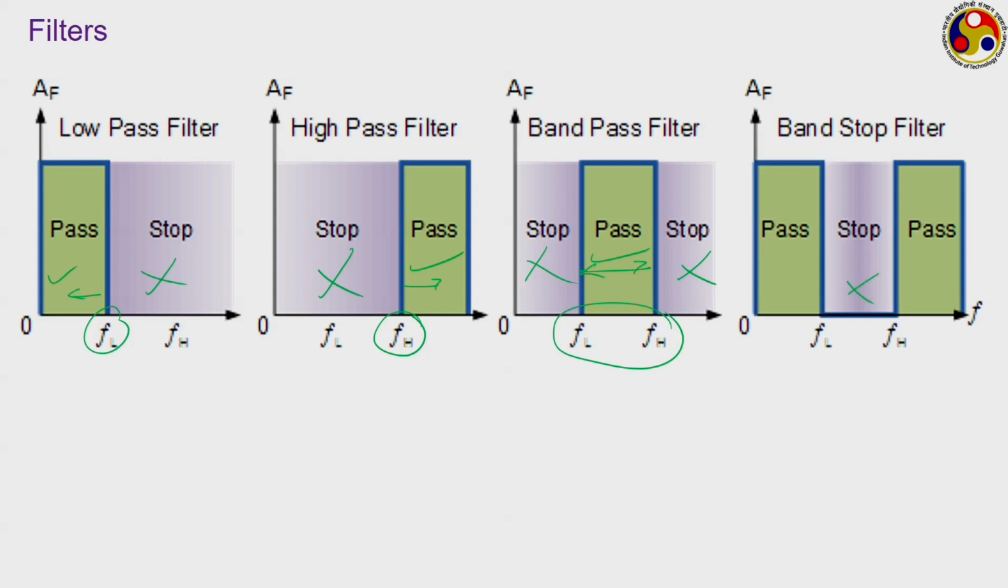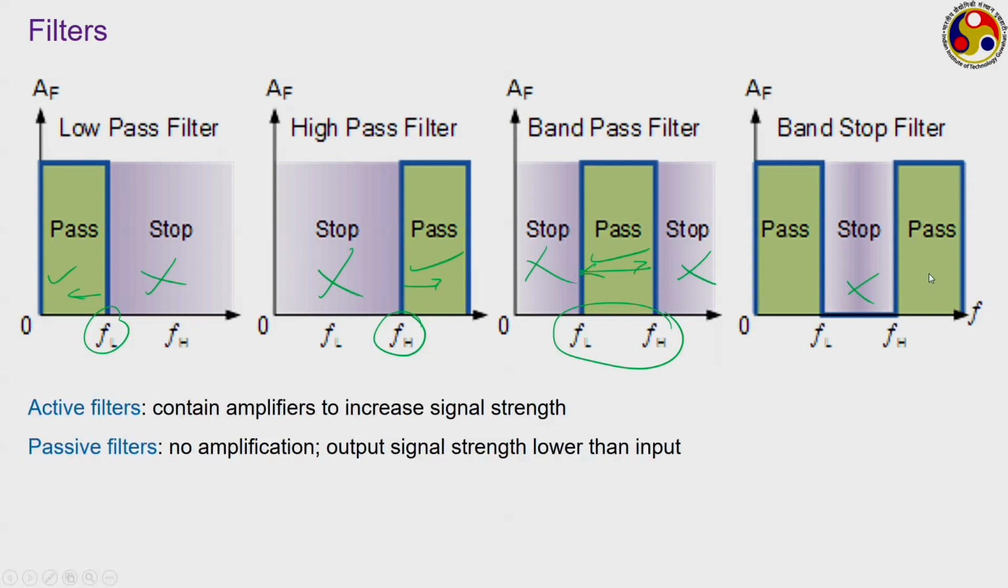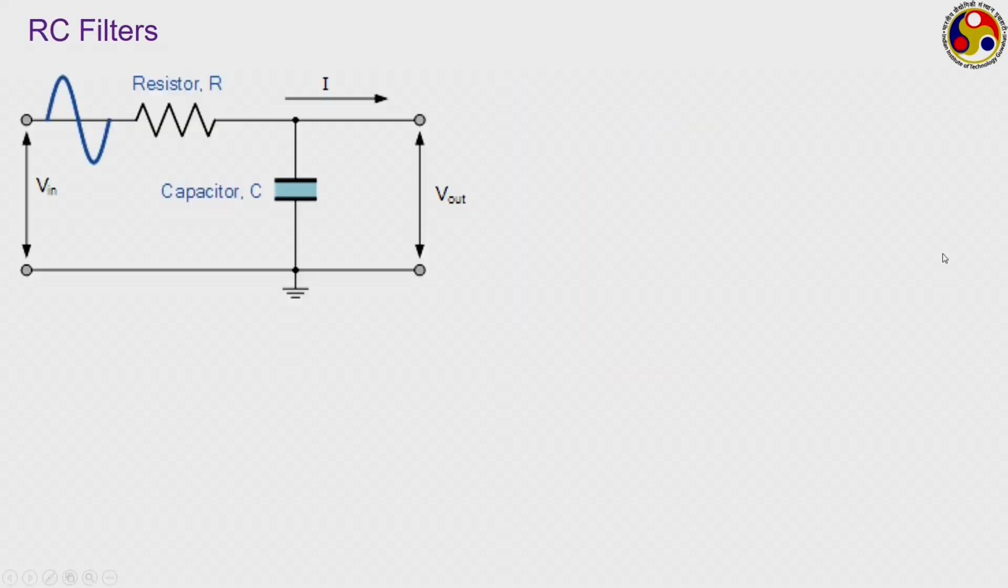We can also classify filters into active and passive categories. Active means it contains an amplifier along with the filtration, whereas in the passive case no amplification is done, and the output signal strength is generally lower than the input because several frequencies are cut out. Filters can be formed by a suitable combination of resistors, capacitors and inductors. An RC filter refers to a combination of resistor and capacitor. Just look at the one that we have. Here the input signal is directly supplied to the resistor and the capacitor is connected in parallel. So, I is the current that is flowing through this.